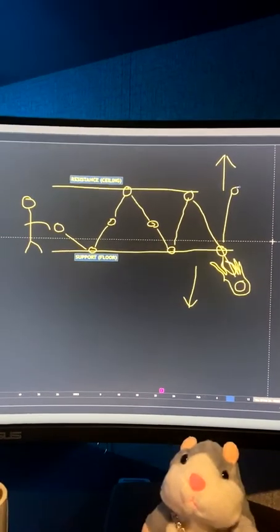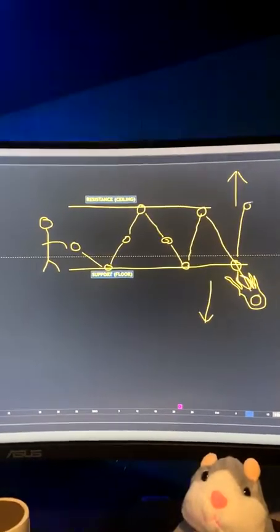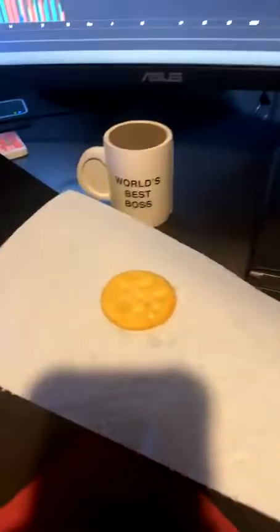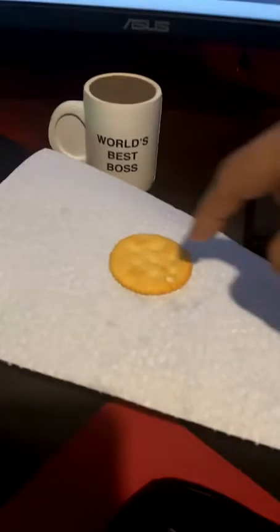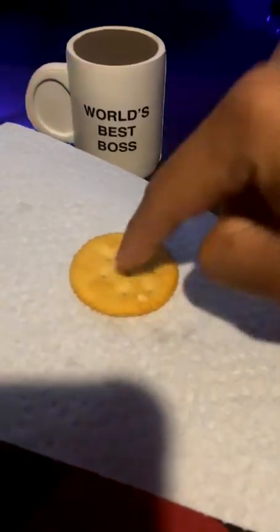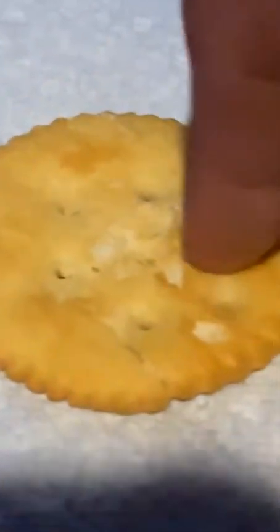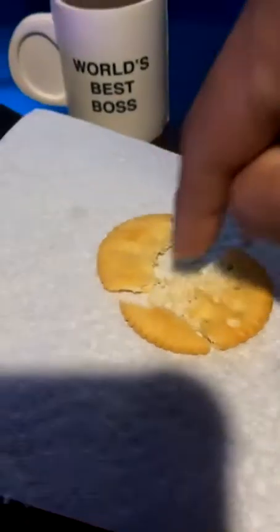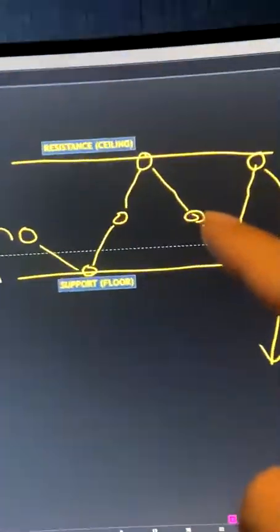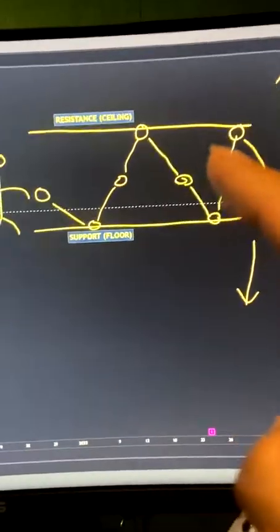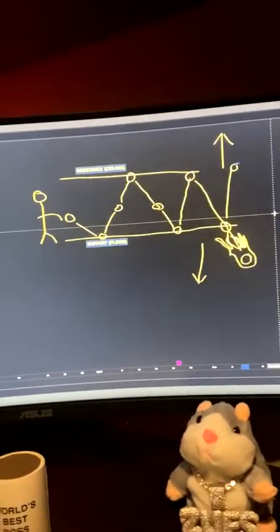Just think about it like this. You take a piece of drywall or a cracker, for example. I actually have a cracker right here for my example. If you just keep poking at it, you see how I'm poking the cracker and it's just getting weaker. It's starting to get brittle. Boom. The more touches a support or resistance level gets from price, the weaker it gets, and eventually price is just going to break right through it, like this cracker.